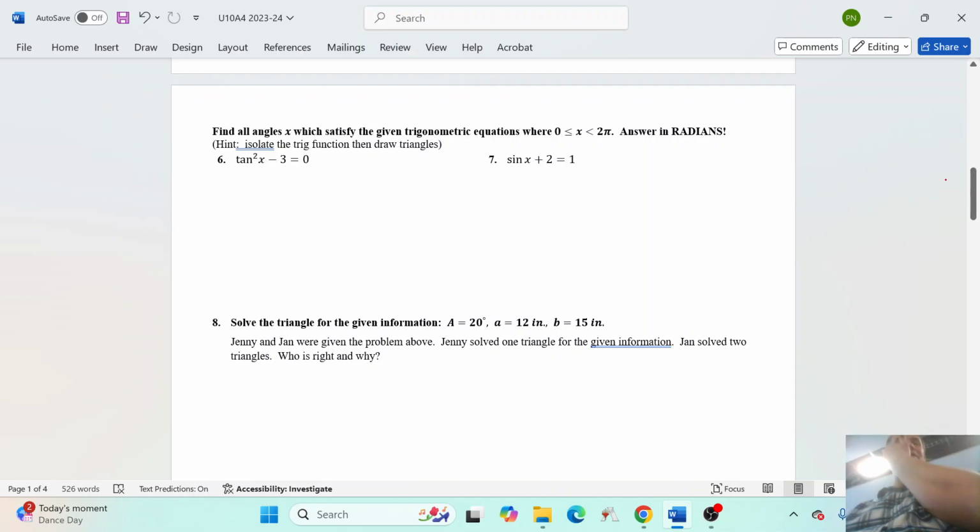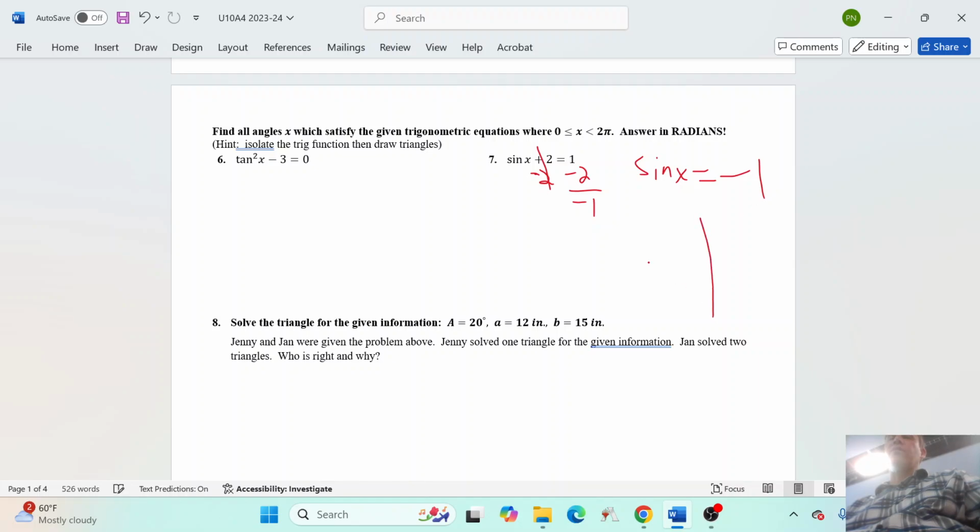Okay, so if you remember how to do these, you have to isolate the trig function first. These will definitely be on the test. So we're going to subtract 2. Then 2 minus 2 is 0, so that goes away. We're left with sine of x is equal to 1 minus 2, and 1 minus 2 is negative 1. So where does sine equal negative 1? That's going to be in the y position.